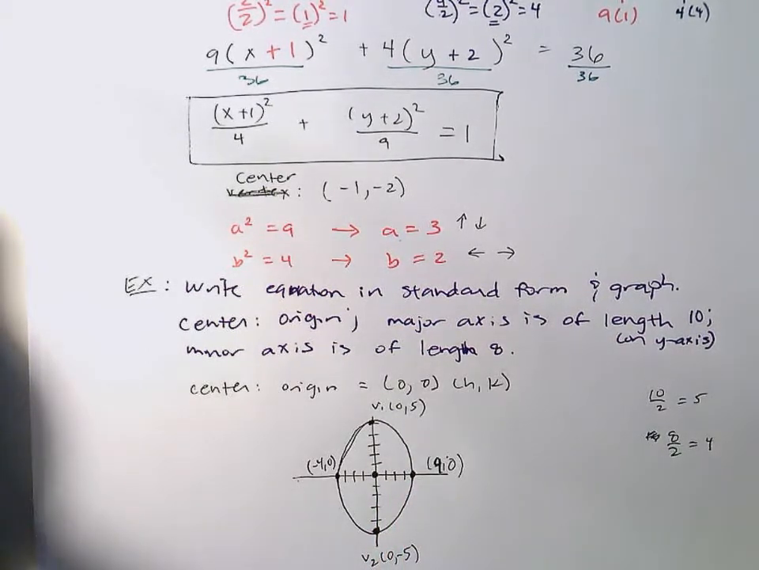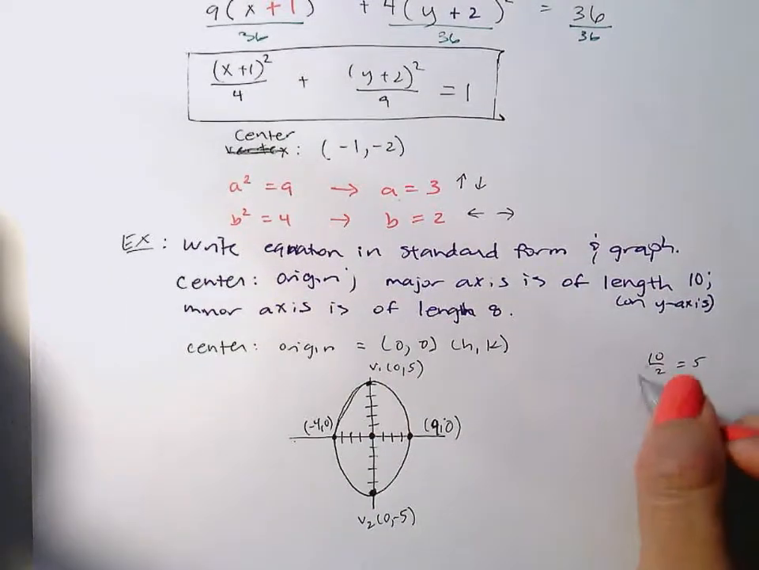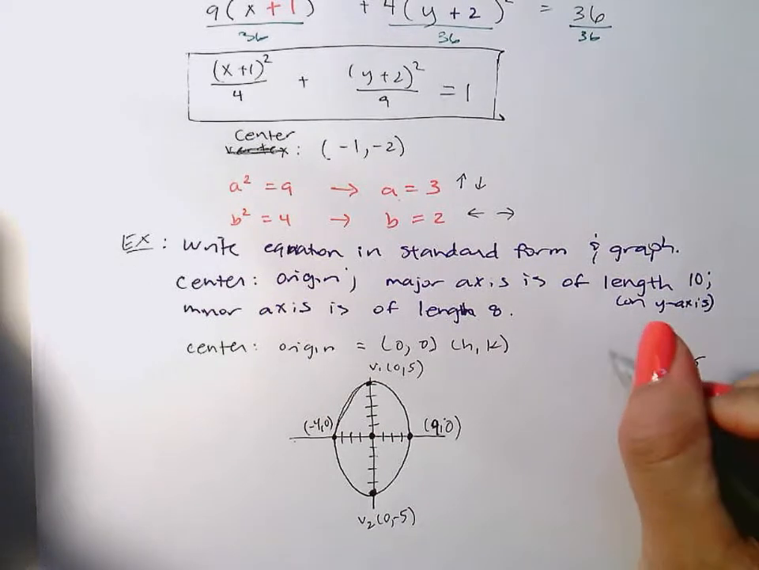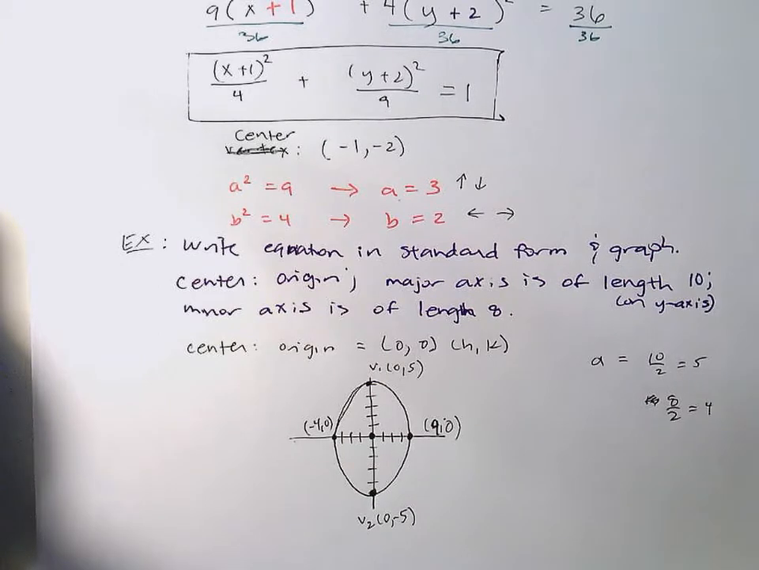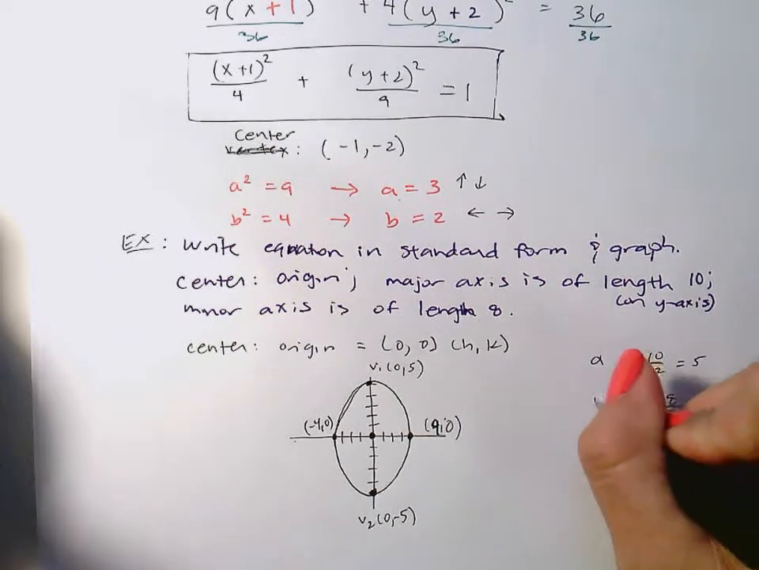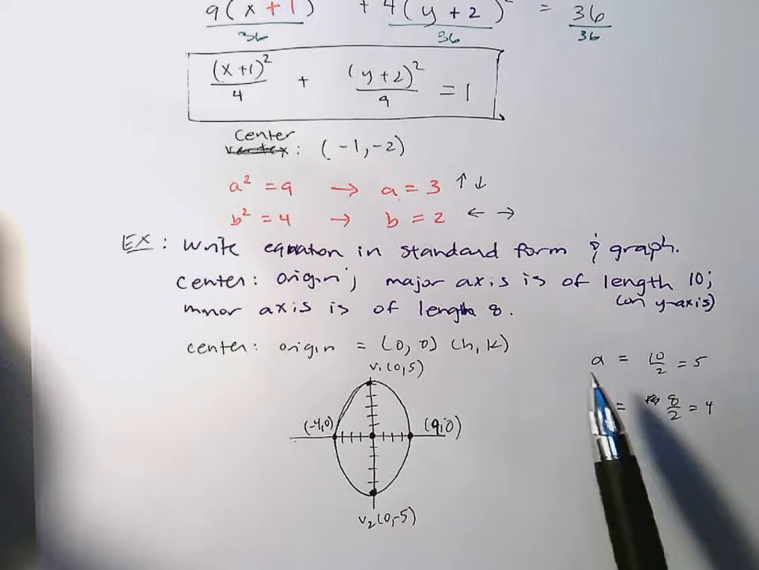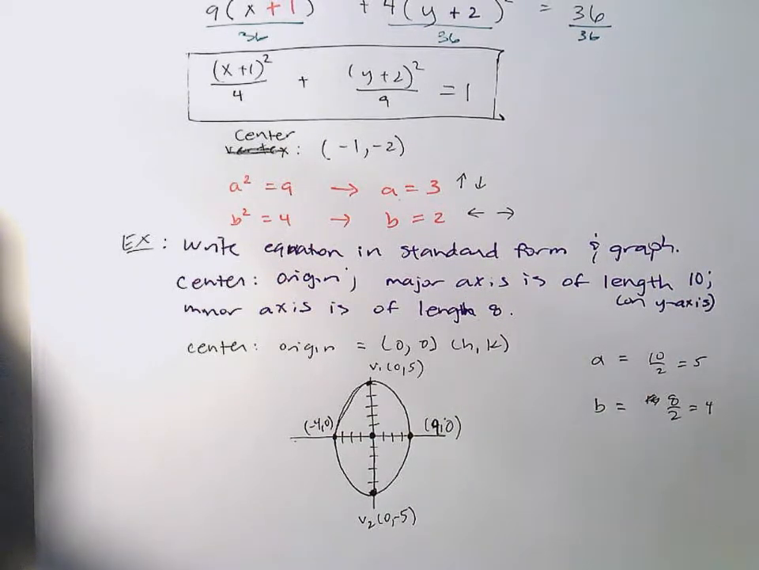And now we're going to find what a is equal to, what b is equal to, what the center is equal to, and put them all together in order to find the equation. So in this case, we said the major axis had a length of 10. Remember that the major axis has to do with the a. Minor axis is of length 8. Minor axis has to do with the b. So b is equal to half of that distance, which is equal to 4. a is half of the distance for the major axis, which is equal to 5.